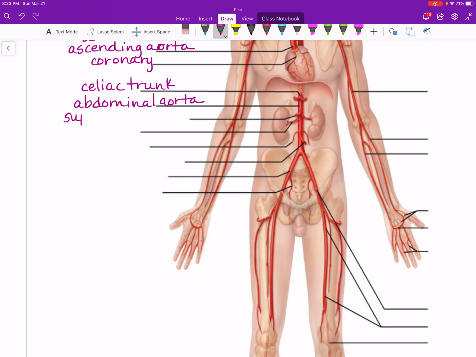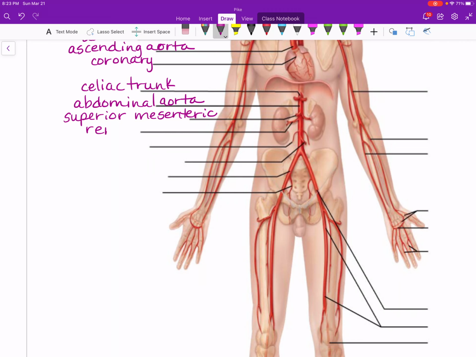A superior mesenteric artery. Mesentere means intestines, so this is supplying the upper half of our small and large intestine. Then it will branch further to go to all the different parts.